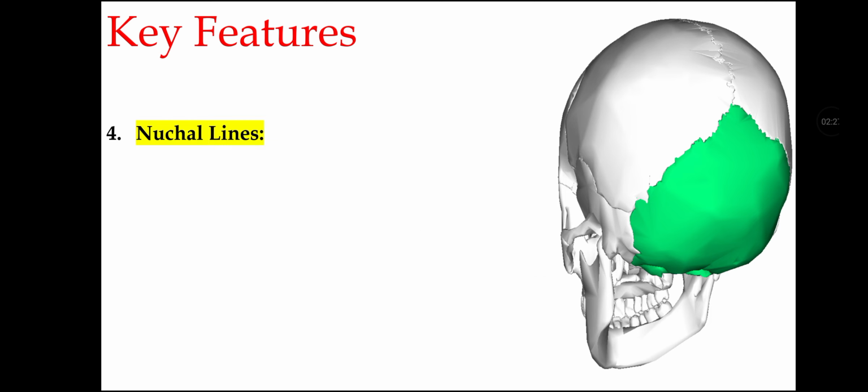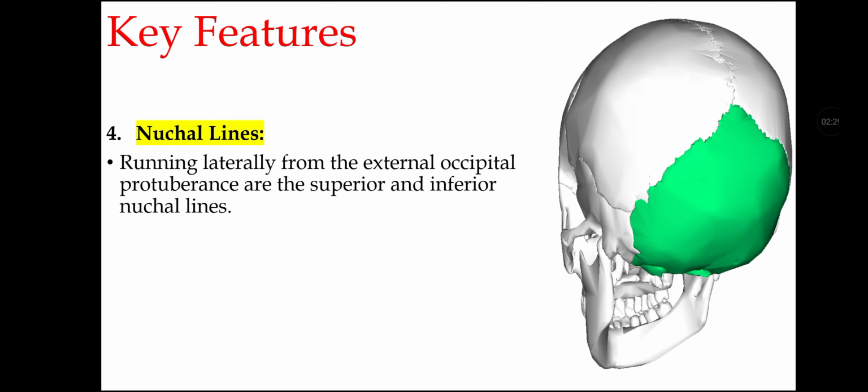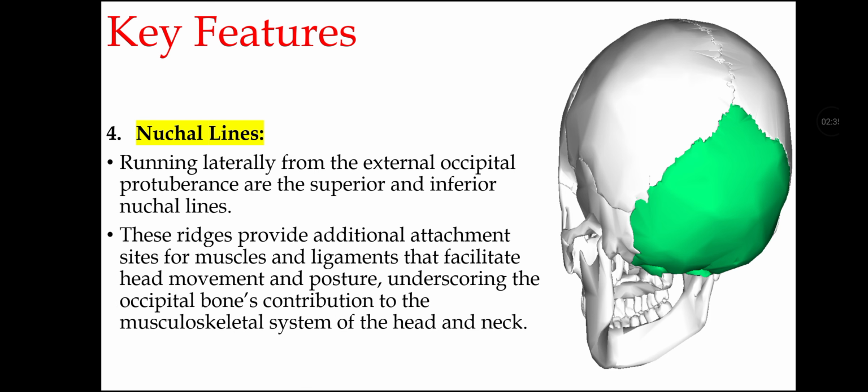The next key feature is the nuchal lines. Running laterally from the external occipital protuberance are the superior and inferior nuchal lines. These ridges provide additional attachment sites for muscles and ligaments that facilitate head movements and posture, underscoring the occipital bone's contribution to the musculoskeletal system of the head and neck.